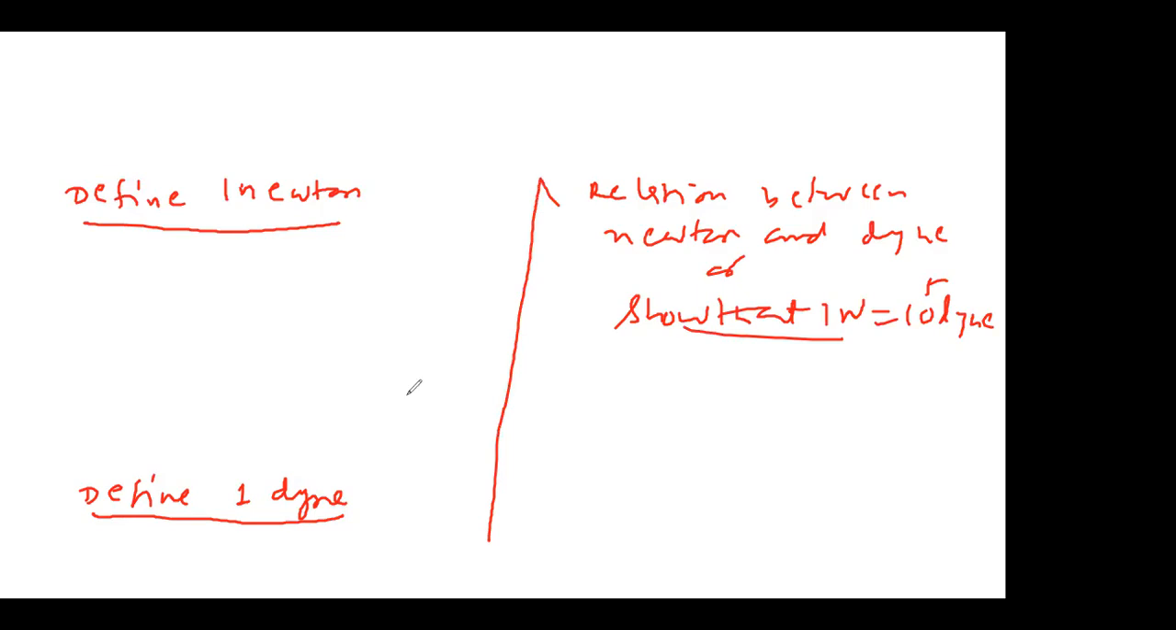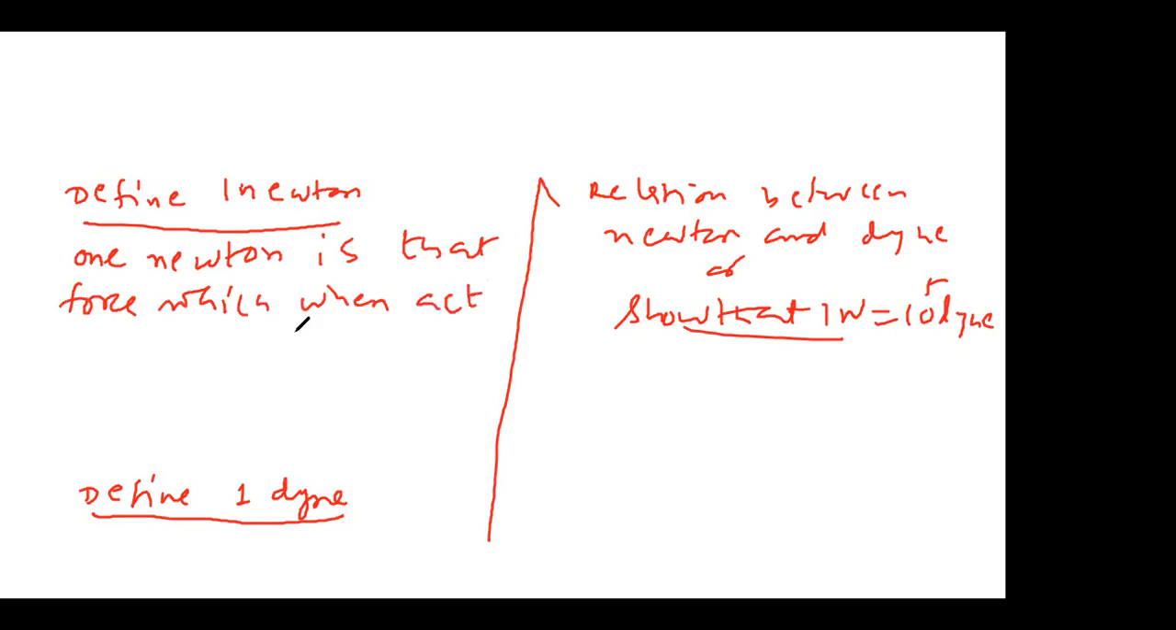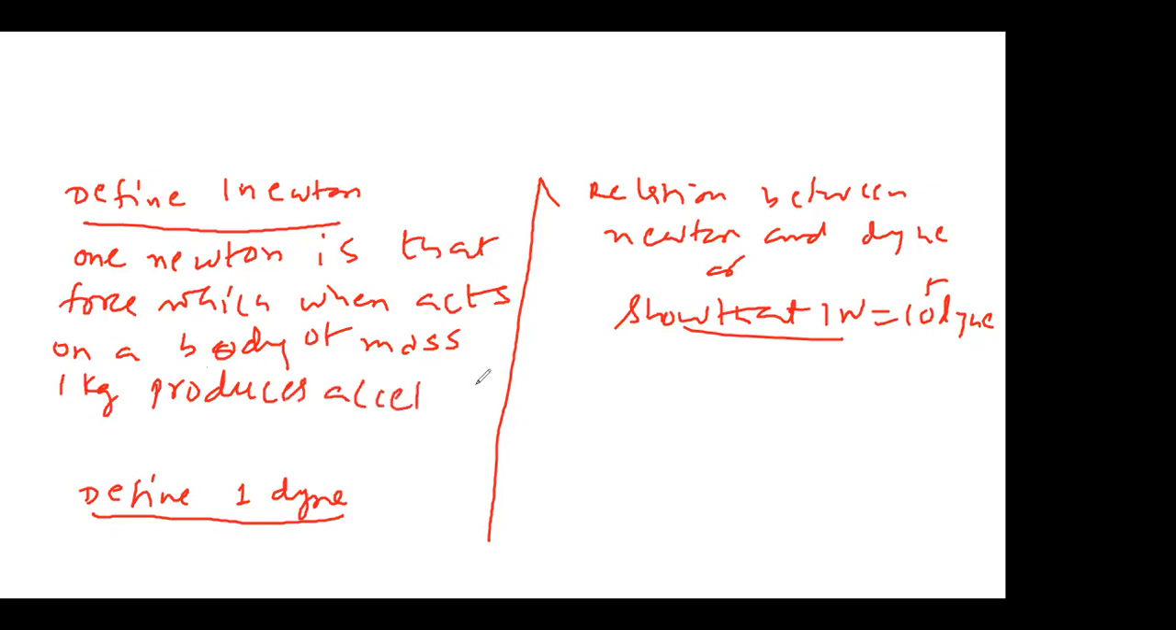Now what is 1 Newton? 1 Newton is that force which, when it acts on a body of mass 1 kg, produces an acceleration of 1 meter per second square.